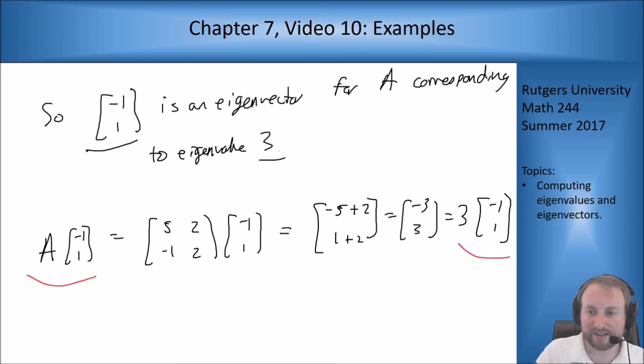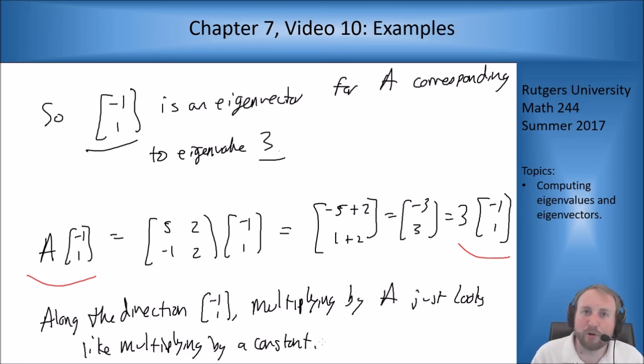We had something like this set up. So what this says is that along the direction minus 1, 1, multiplying by the matrix A just looks like multiplying by a constant. And it turns out this fact is going to be really helpful when we start trying to solve ODEs of systems like this. Because it's multiplying by a constant, we can handle stuff about constant equations from first order linear equations that are constant coefficient and use their solutions to give us a motivation for moving forward from there.